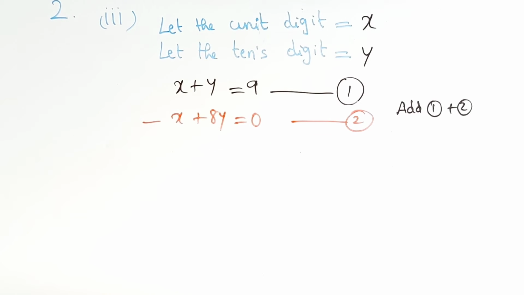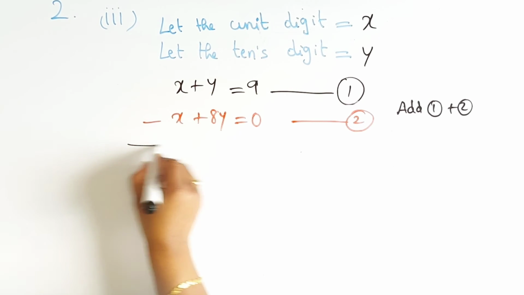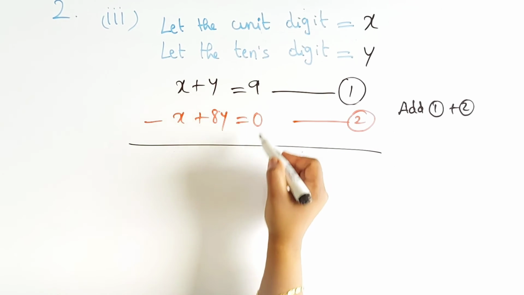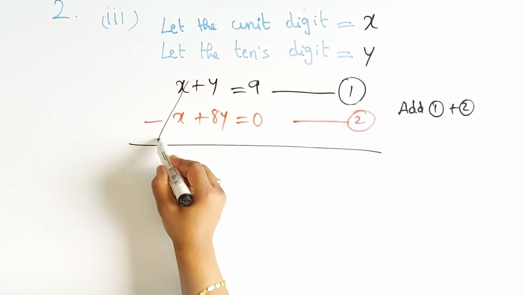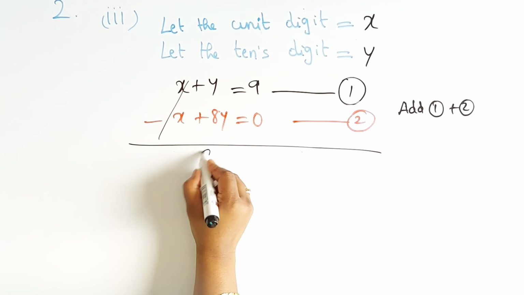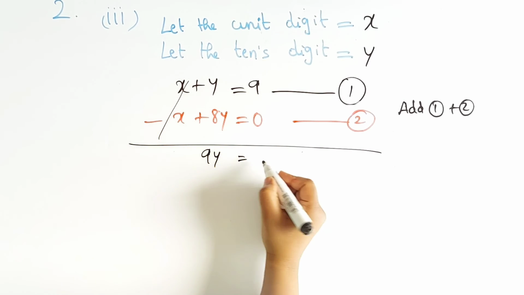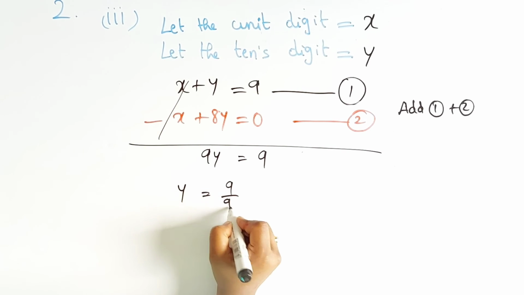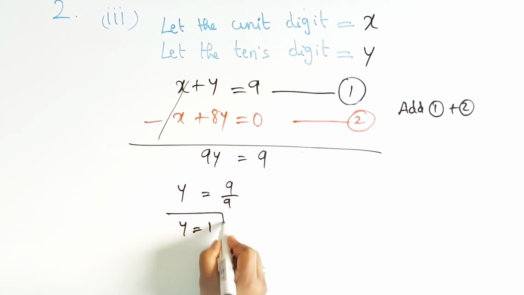Here we can add the equations and eliminate the first term. Right? So here we are adding equations 1 and 2. Plus x minus x will get cancelled. It is 0. y plus 8y, 9y, children. 9 plus 0, it is 9. From here y equals 9 divided by 9. That means y equals 1, children.